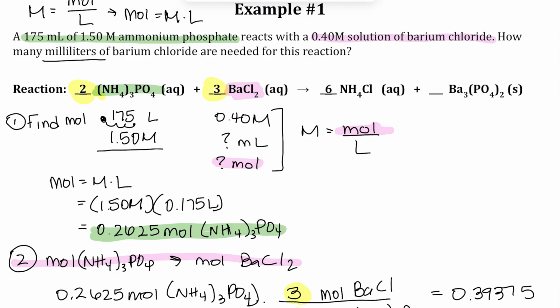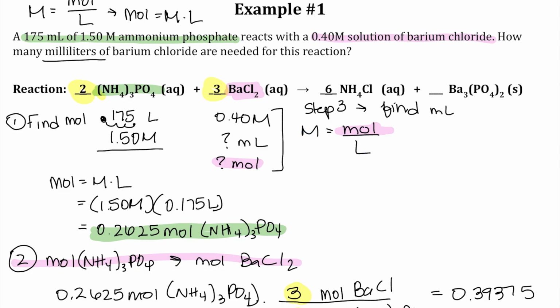And so for that step 3, now let's find our milliliters of that barium chloride. So molarity is moles divided by liters.